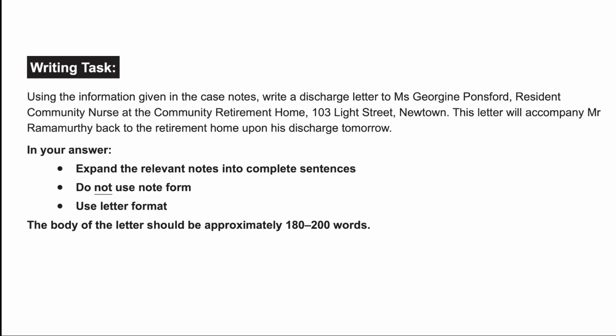Here is a writing task taken from some nursing case notes. So the first thing we're going to do is look at who we're writing to and what type of letter this will be. We can see that this is a discharge letter, so our purpose is to discharge the patient, and our recipient, the person we're writing to, is the resident community nurse at a community retirement home. And another important detail is that the letter is accompanying the patient back to the retirement home upon his discharge tomorrow. Now let's talk about how we can interpret this information.